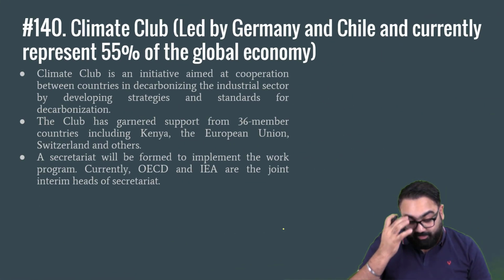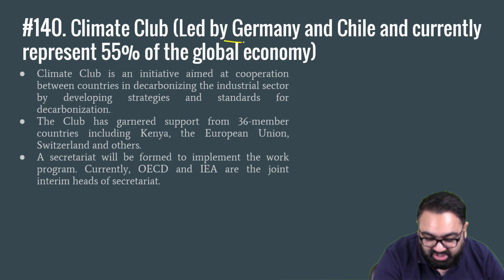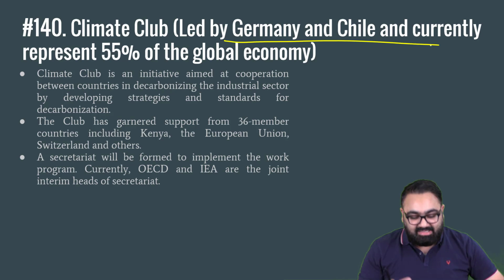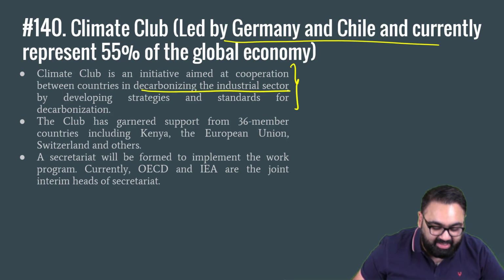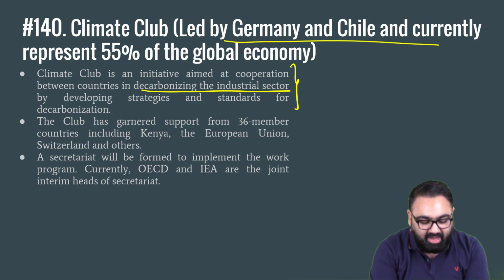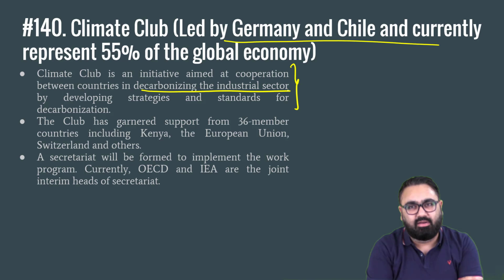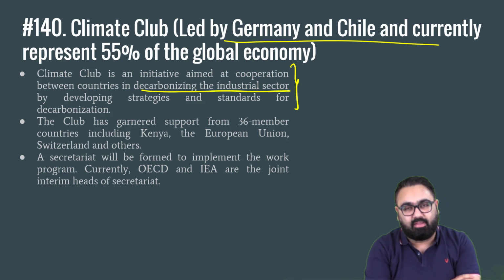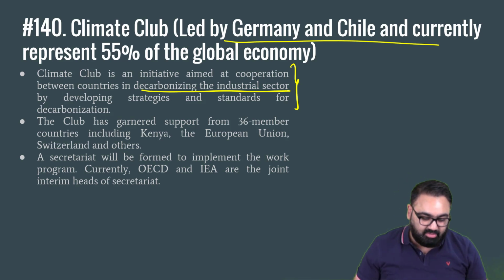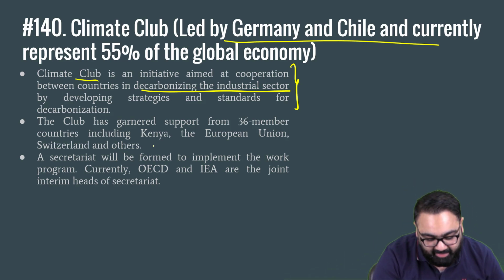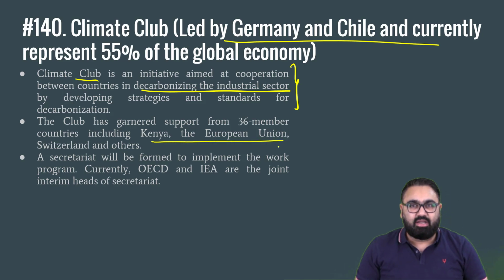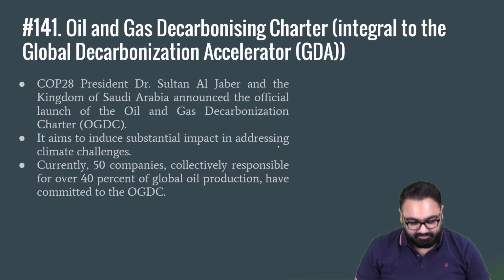And another thing that happened in COP28, the Climate Club led by Germany and Chile started an initiative. The idea was to ensure that there is better cooperation for decarbonization of the industrial sector. So again, there are about 36 nations from Europe and Africa that came together for sharing of knowledge to allow their industries to reduce their carbon emission. India is not a part of it. This is called the Climate Club, led mainly by Germany and Chile. It also has countries such as Kenya, Switzerland, European Union members, and others.